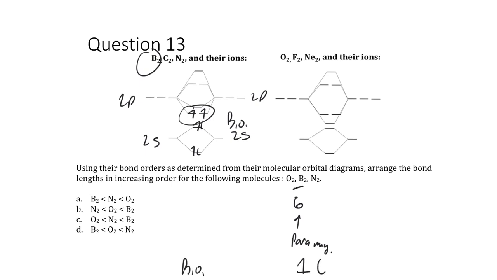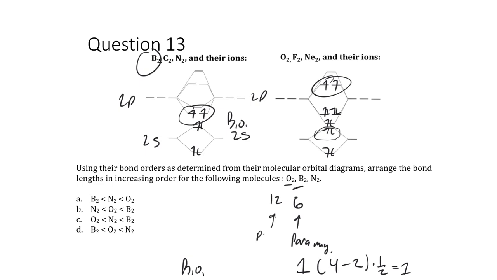Because we have 4 bonding electrons minus 2 anti-bonding electrons times a half. So that's where we get the 1 from. O2: 2, 4, 6, 8, 10, 12. And so I'm going to circle the anti-bonding electrons. So I have 4 anti-bonding electrons for O2. So I have a total of 12 electrons to put into the diagram.